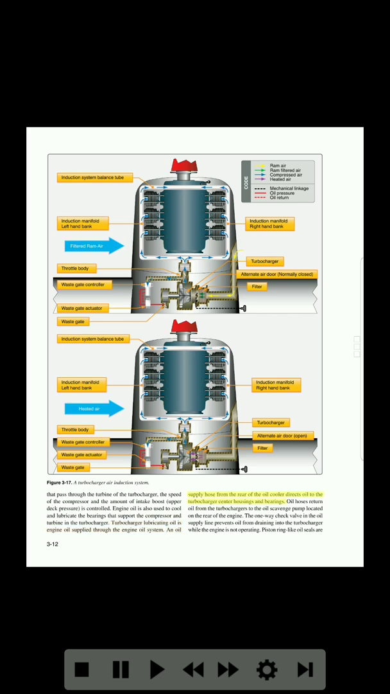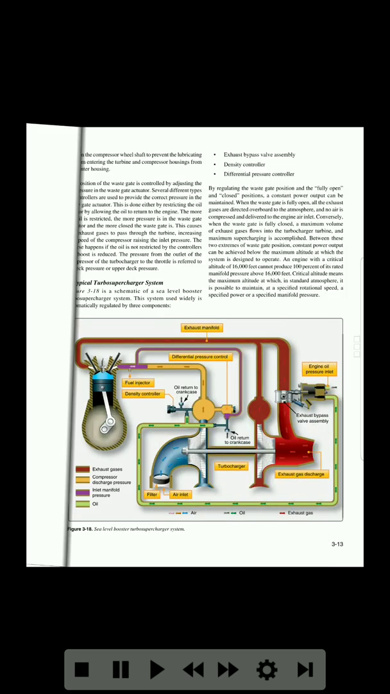An oil supply hose from the rear of the oil cooler directs oil to the turbocharger center housings and bearings. Oil hoses return oil from the turbochargers to the oil scavenge pump located on the rear of the engine. The one-way check valve in the oil supply line prevents oil from draining into the turbocharger while the engine is not operating. Piston ring-like oil seals are used on the compressor wheel shaft to prevent the lubricating oil from entering the turbine and compressor housings from the center housing. The position of the wastegate is controlled by adjusting the oil pressure in the wastegate actuator.